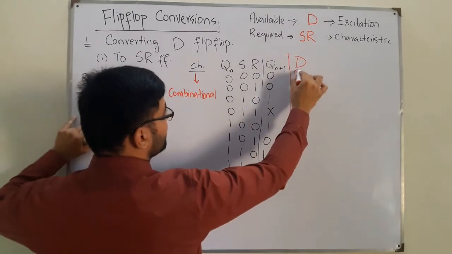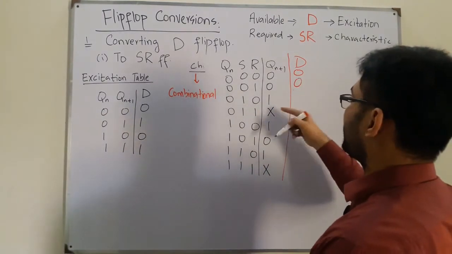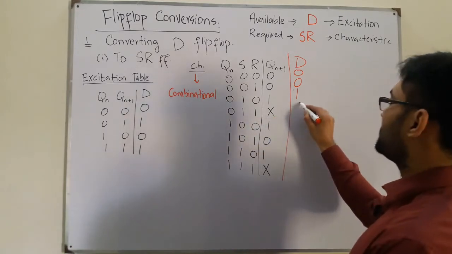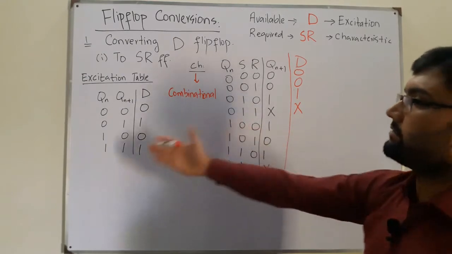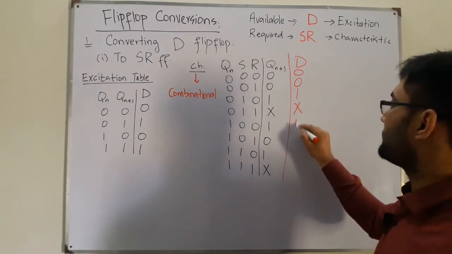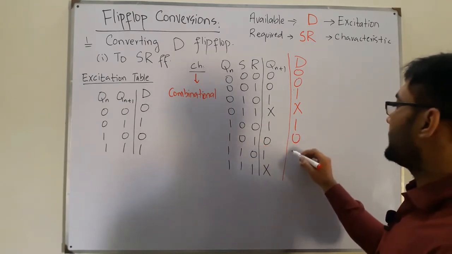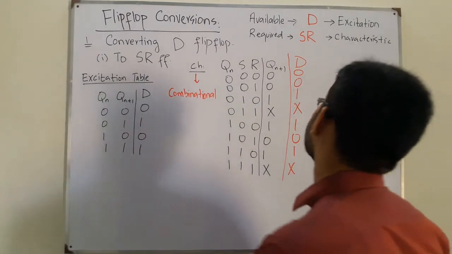Then you have 0, 0 again, you have a 0 over here. 0, 1 is 1. 0, don't care, is don't care. When you have a don't care on either side, you place a don't care over here. Now you have 1, 1, so it would be 1. 1, 0 would be 0. 1, 1 would be again 1. And 1, don't care, would be again don't care.